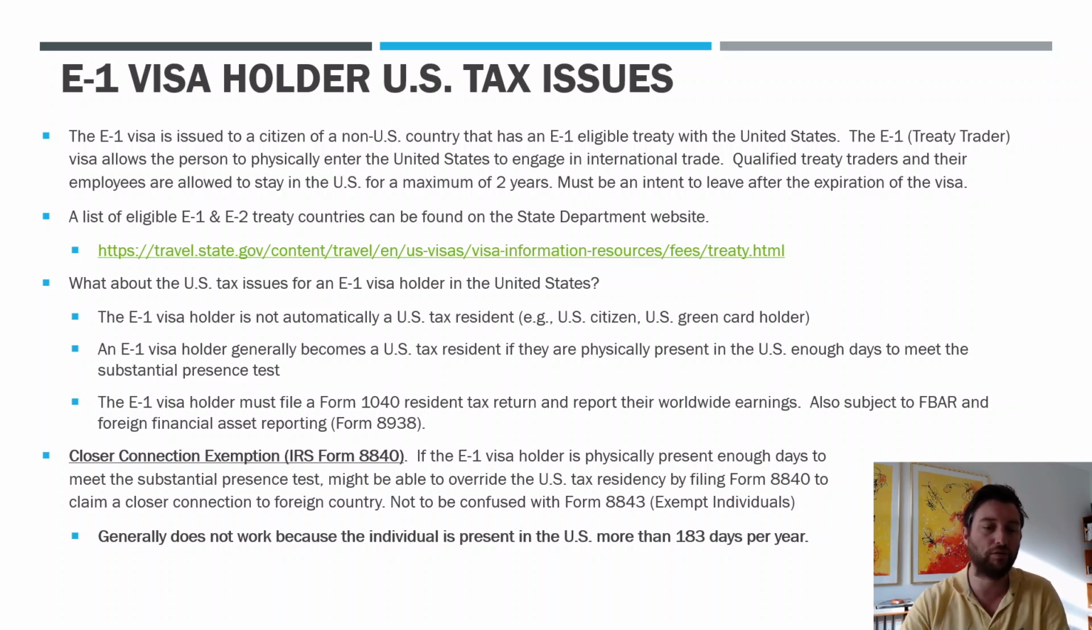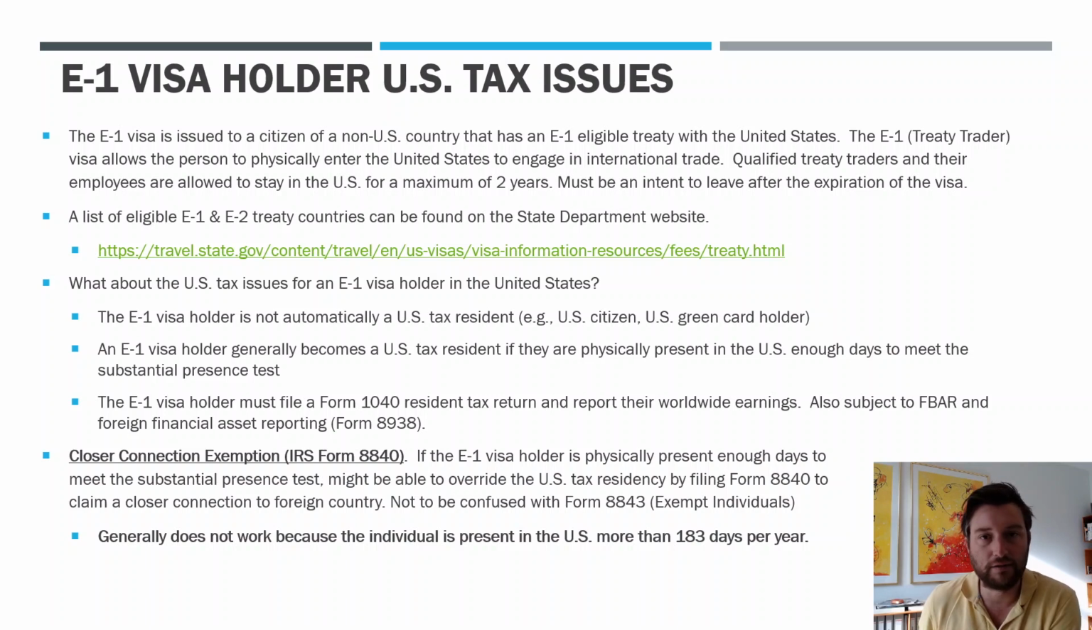Now, what if you are in the United States enough days to meet the substantial presence test, but you're trying to override it, right? So there is a closer connection exemption, right? And what this is designed to do is if you meet the substantial presence test during a year, you can file the closer connection exemption via Form 8840 to, in effect, override that U.S. residency. Now, generally, this is not going to work for E-1 visa holders because they're going to be in the U.S. more than 183 days per year.